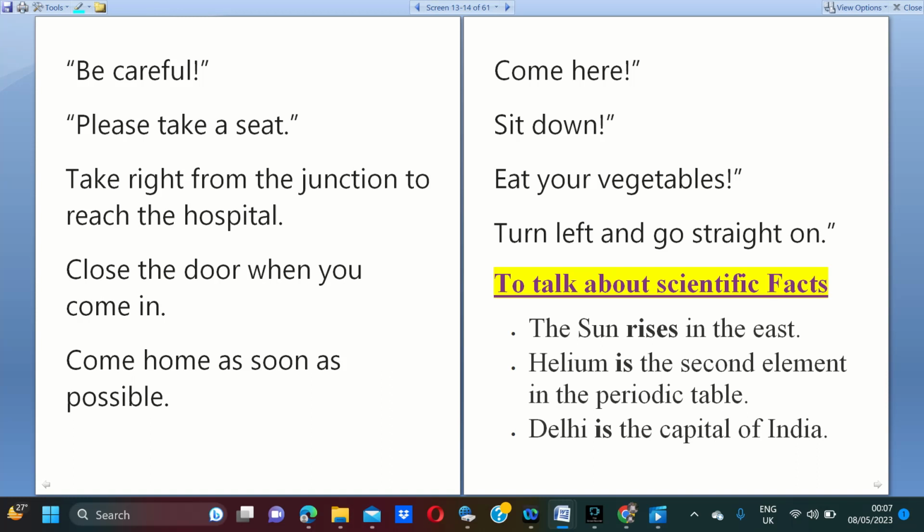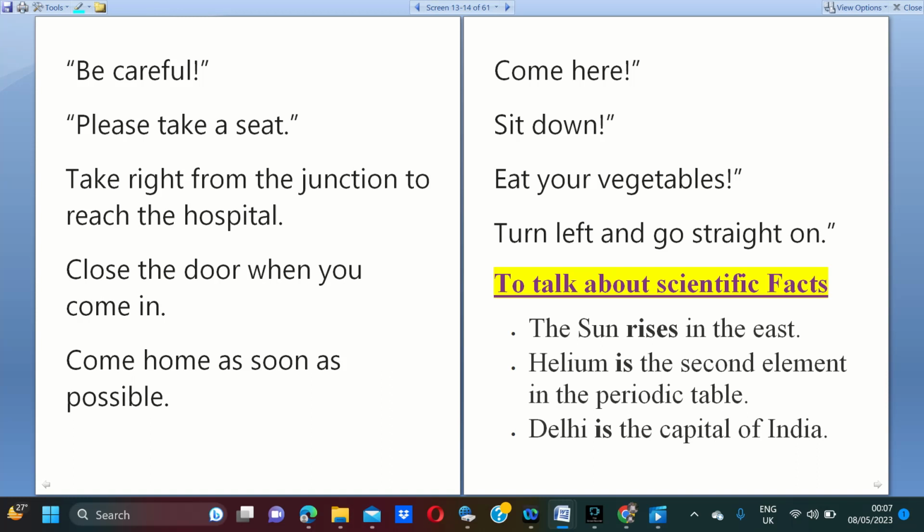See, all these instructions have begun with a verb. So they become orders, requests, directions, giving instructions. Come here, sit down, eat your vegetables, turn left and go straight on. It is giving directions. All these are instructions. Giving directions and giving instructions, they both use simple present tense.